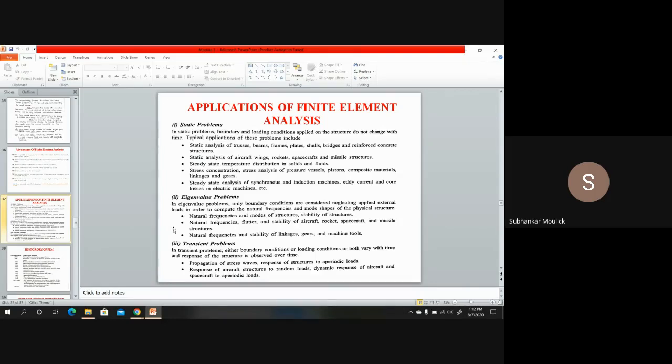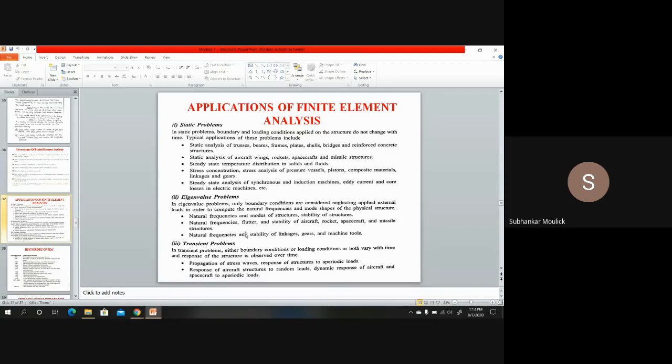But in eigenvalue problems we are interested only in the boundary conditions. We are not interested in the load, whether the external load is applied on the body or not. What we are interested in is only the boundary conditions. If we try to solve those kinds of problems on that basis, those are your eigenvalue problems.